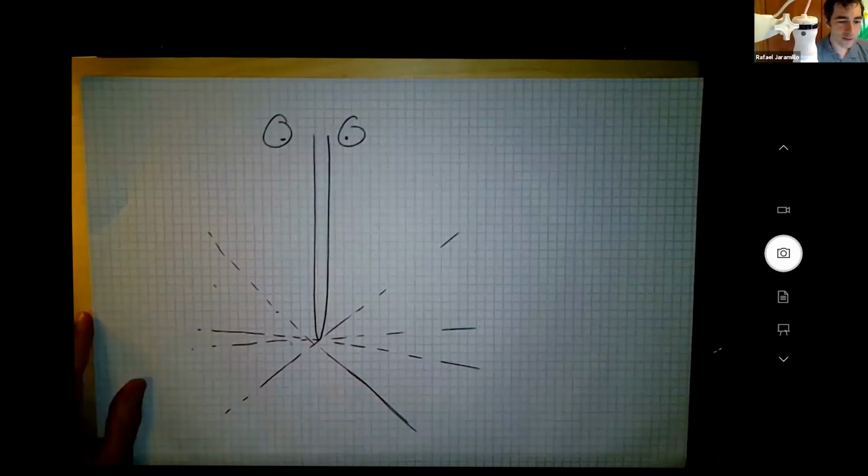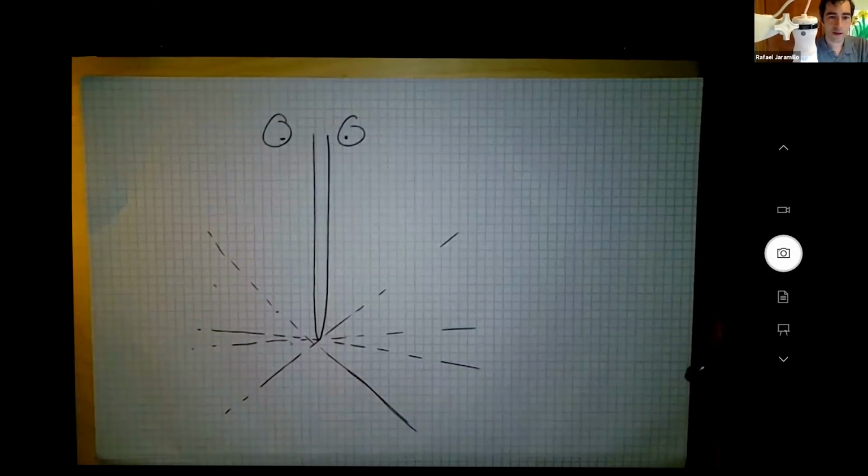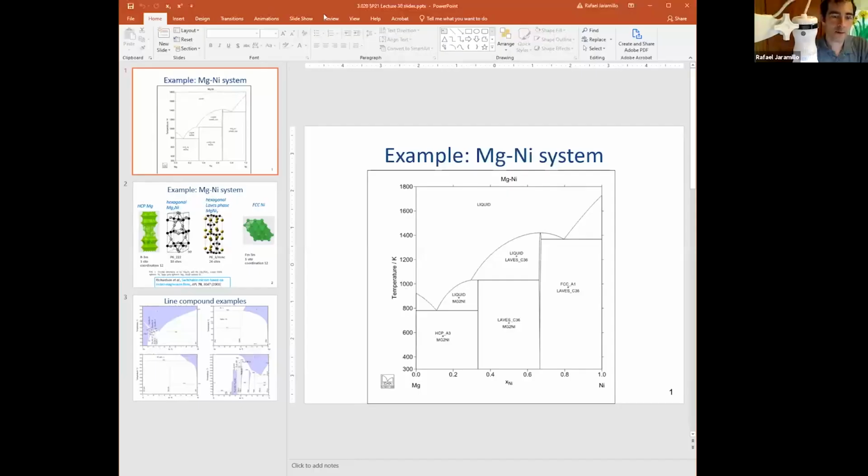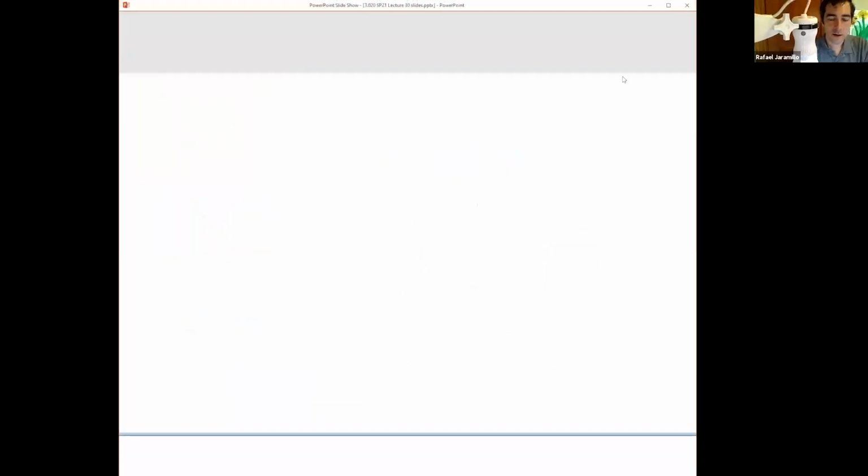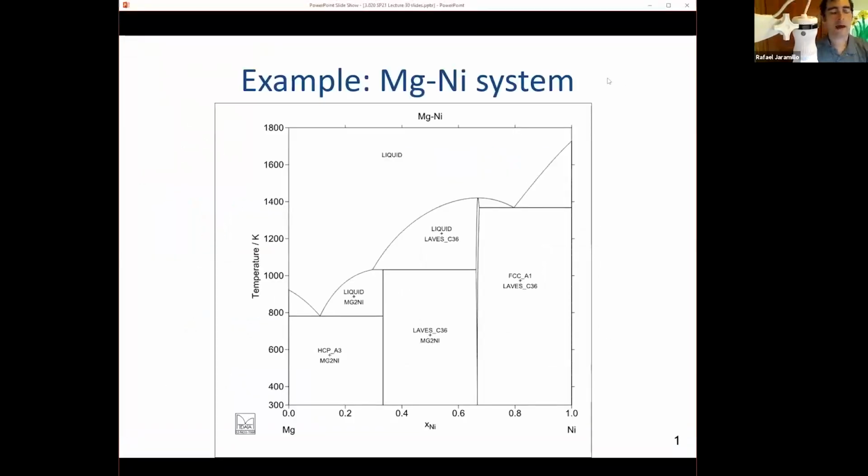So let's look at some examples here in nature. I could start with the magnesium nickel system. We looked at this system before. I don't remember why and when, but we did. And so here's a phase diagram. It's got a number of different phases. It has a liquid phase at high temperature.